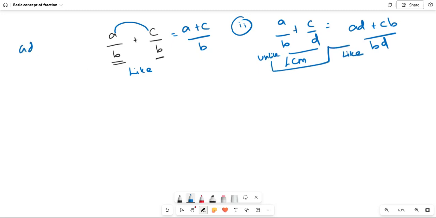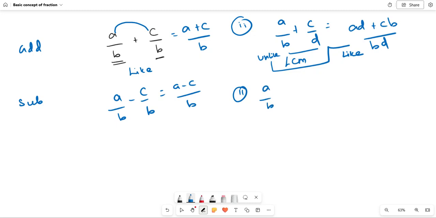First addition, second subtraction, same. If the denominators are the same, we subtract the numerators directly: a minus c by b. The same for a by b minus c by d. If the denominators are not the same, get the LCM and subtract the numerators to get the value.